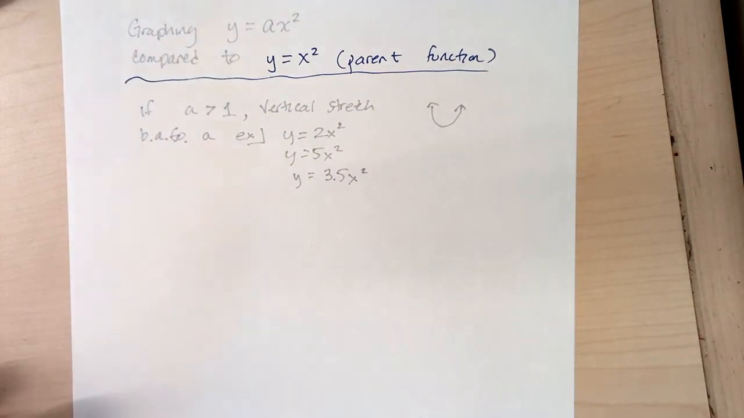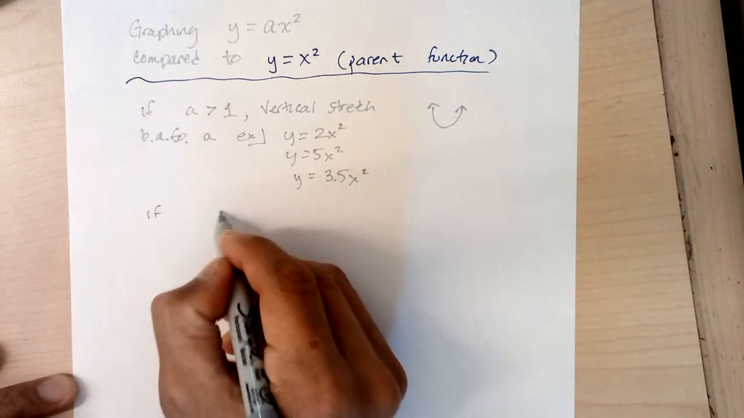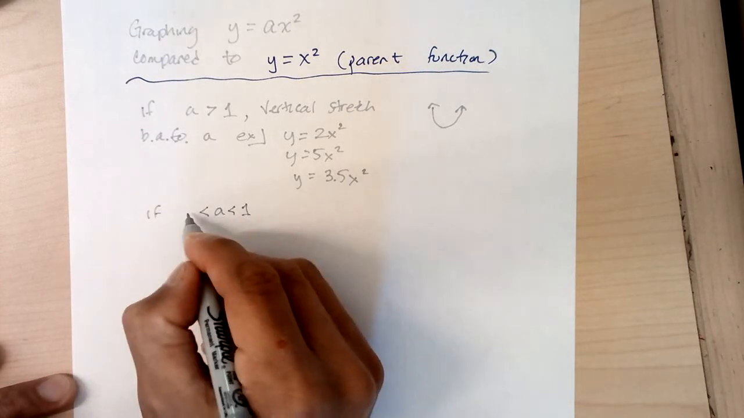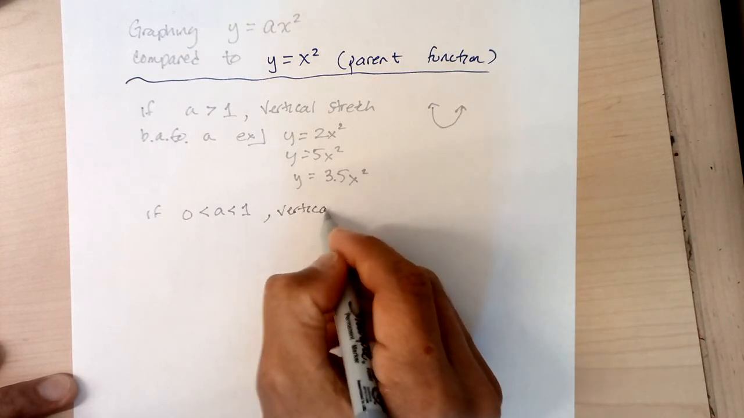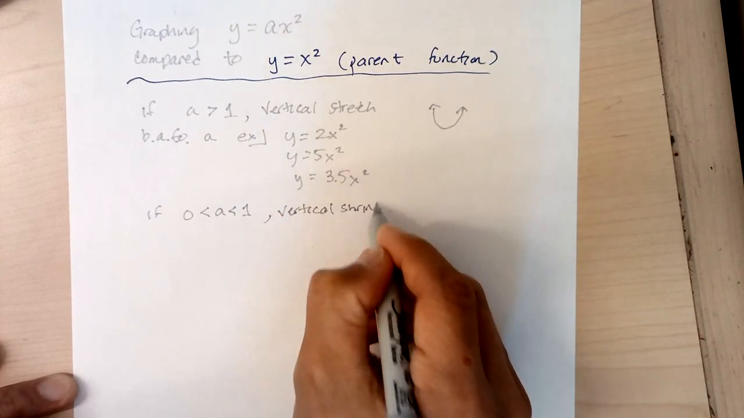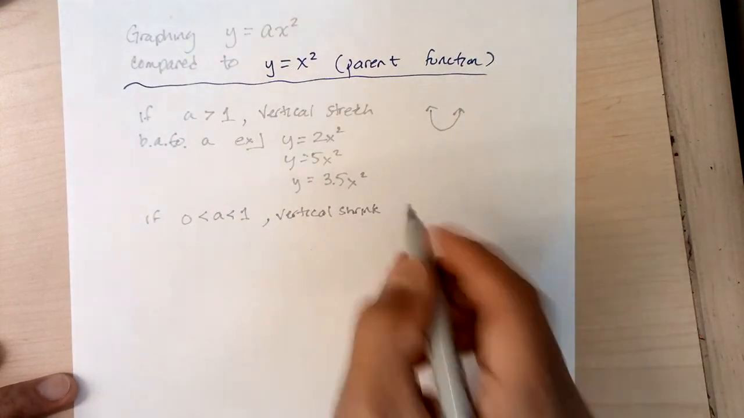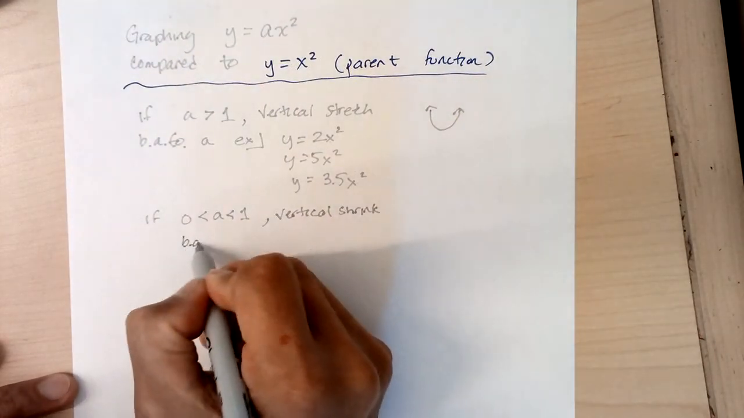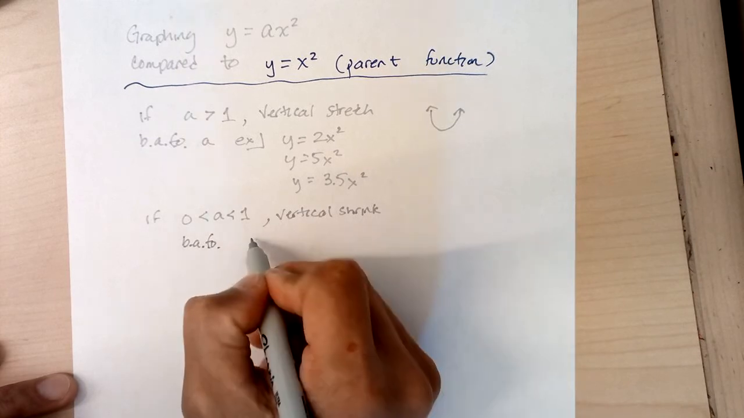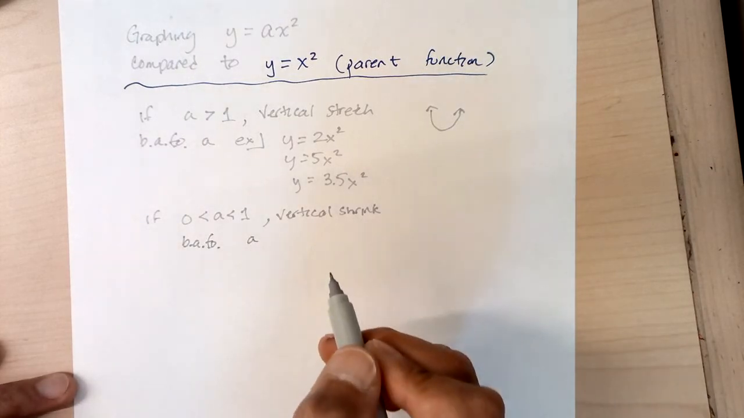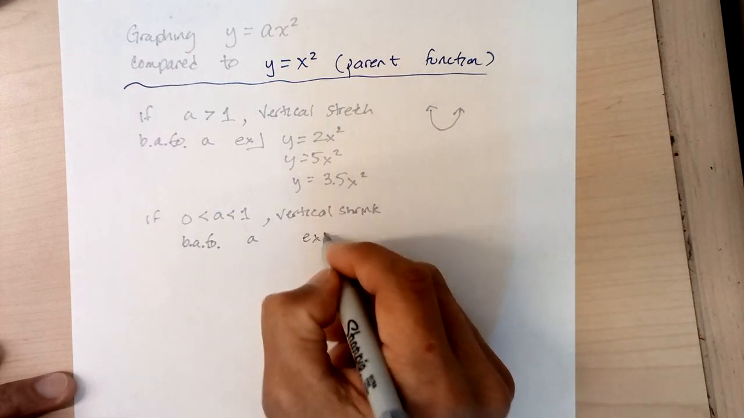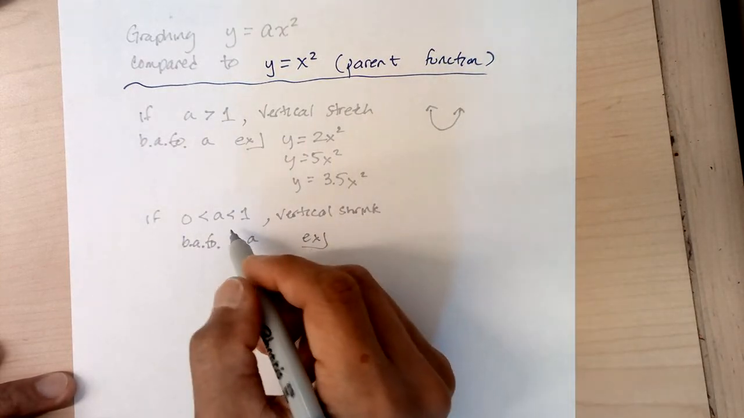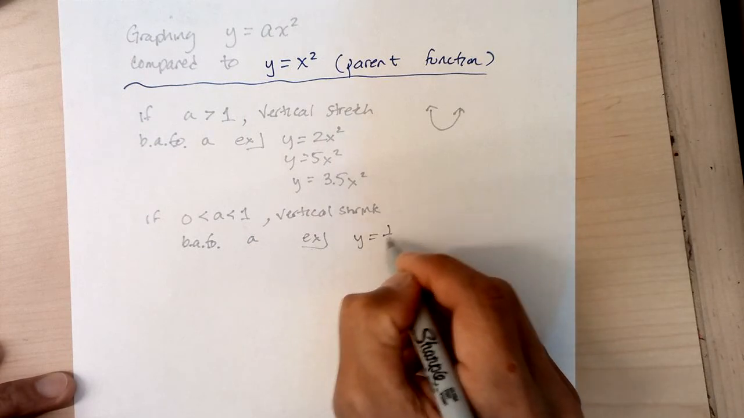And then what happened if a is less than 1, but more than 0, like 1/2? There's going to be a vertical shrink. Or in other words, the graph gets wider, and specifically by a factor of, again, it would be a. So there's a vertical shrink by a factor of 1/2 on the example that we went over. That's an example where a is less than 1 and then more than 0, so y equals 1/2 x squared.